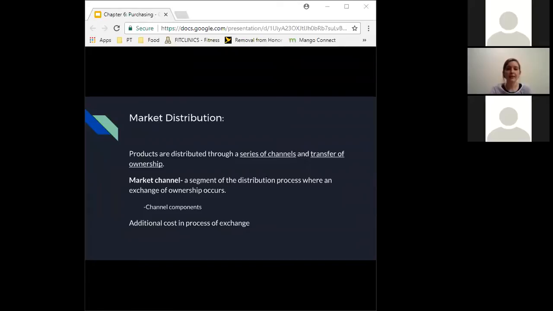Today, there's a lot of interest in reducing, possibly eliminating, some middle channels and purchasing directly from the original source. Food service operations are seeking to purchase from local producers. In the change of ownership, there is a change in form and additional cost. Costs increase at each point of exchange and are passed along to the consumer at the point of selling.